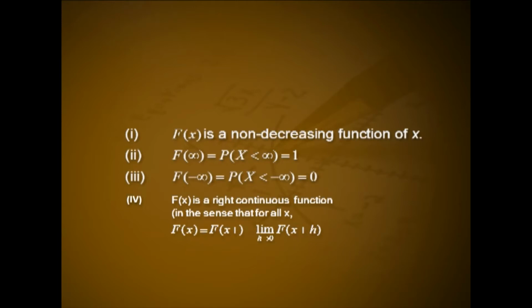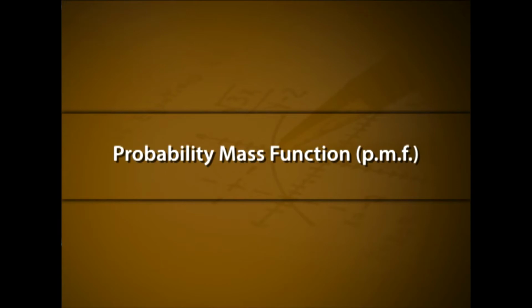Let us consider the discrete random variable in detail. Discrete random variable. As we considered earlier, a random variable which can assume only a finite or countable number of possible values is called a discrete random variable. Probability mass function, PMF. Let capital X be a discrete random variable with possible values x1, x2, etc., xn, etc. Then a function describing the amount or mass of probability distributed at each of the possible values of the random variable is called its probability mass function.